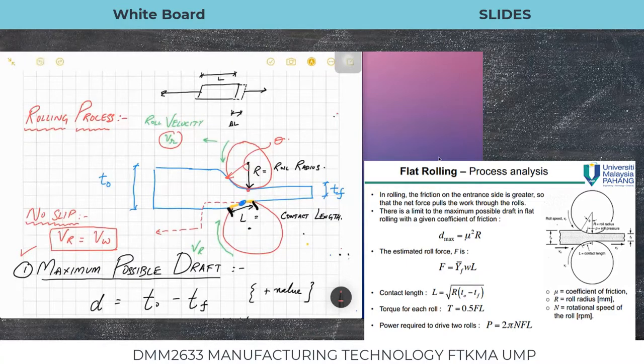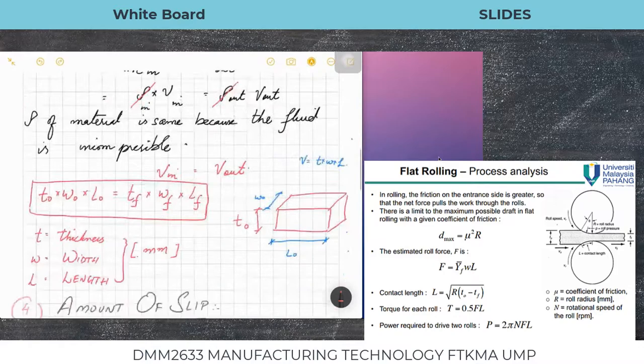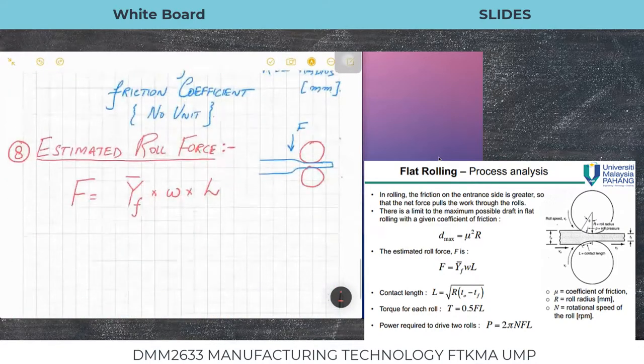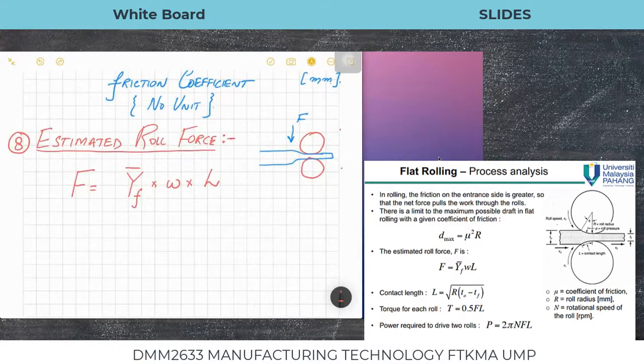So we need contact length for our force. I know the formula for average flow stress. I know the width of my material, but I don't know the formula for contact length. These formulas will be given, but you should know the terminologies. What is contact length? Where is it situated? If I calculate the contact length, then I can put it in the force formula. If I know the flow stress, then I can put it in the force formula. So you should know where to put which value. These formulas will be given, but the challenge is where to put which value, okay?